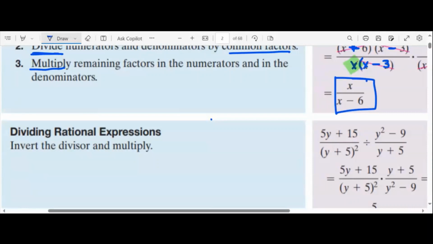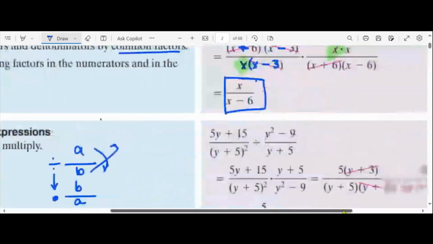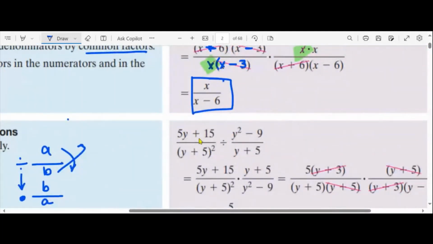So in division, as you know, when you get division, what should I do? I have to change it to what? Multiplication. And then if you have A over B, what's going to happen? B over A. You have to flip. Okay. So here we have an example.